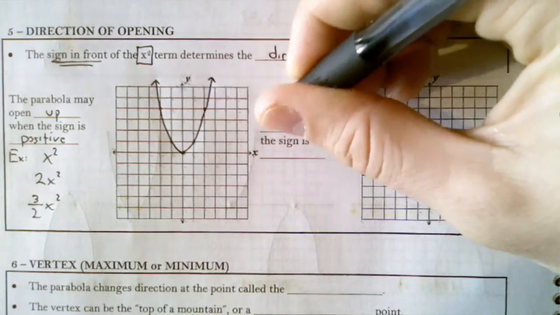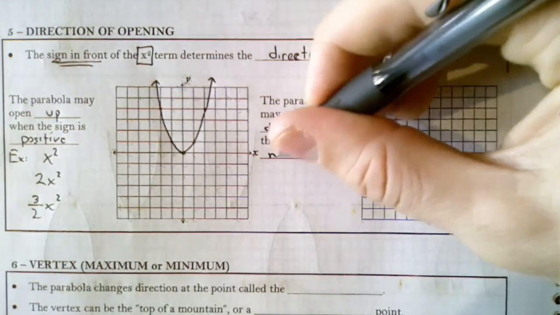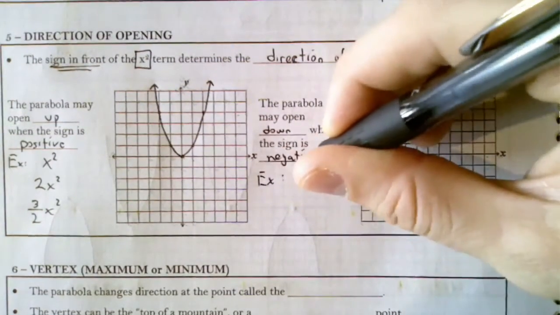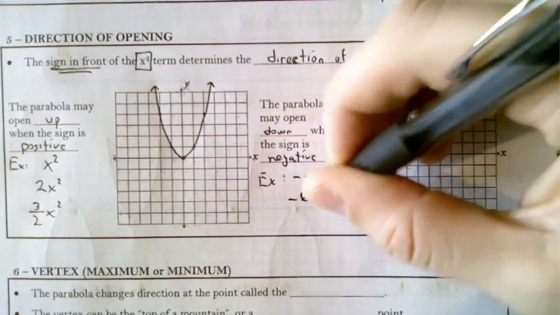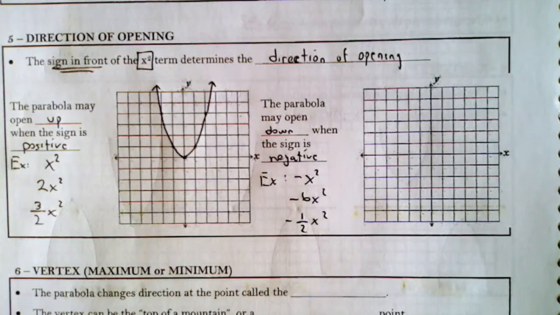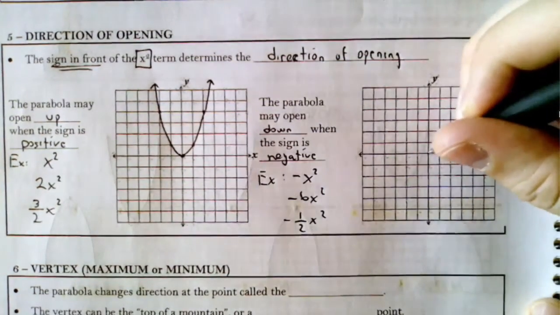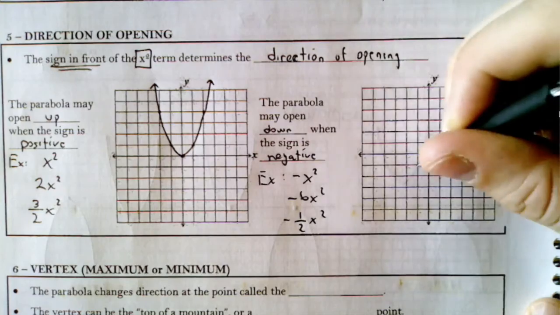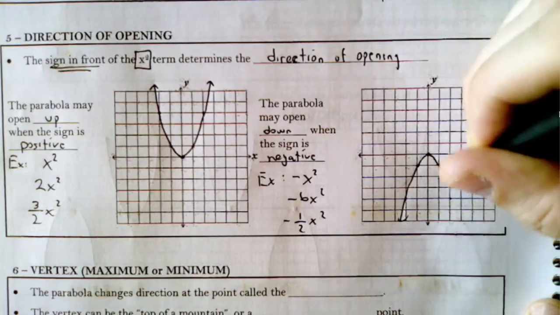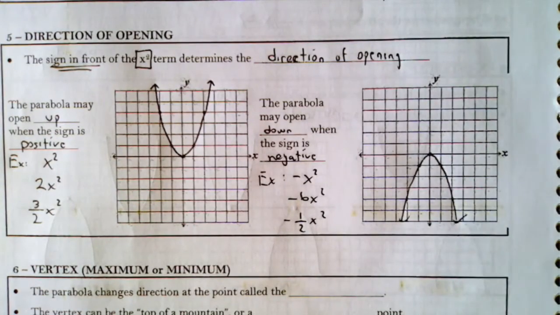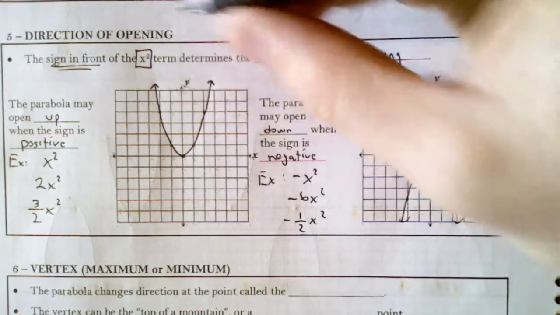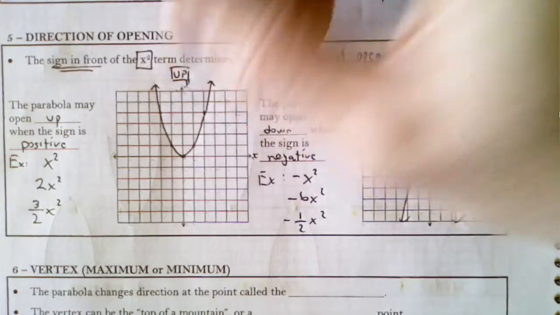If the parabola opens down, the sign will be negative. So in our equation, we'll have something that looks like this: negative x squared, or negative 6x squared, or negative 1/2 x squared. If the number in front of the x squared is negative, we're going to open down. So let's start on the axis, and if we open down, the sign in front of x squared would be negative. So this is up, and this is down.